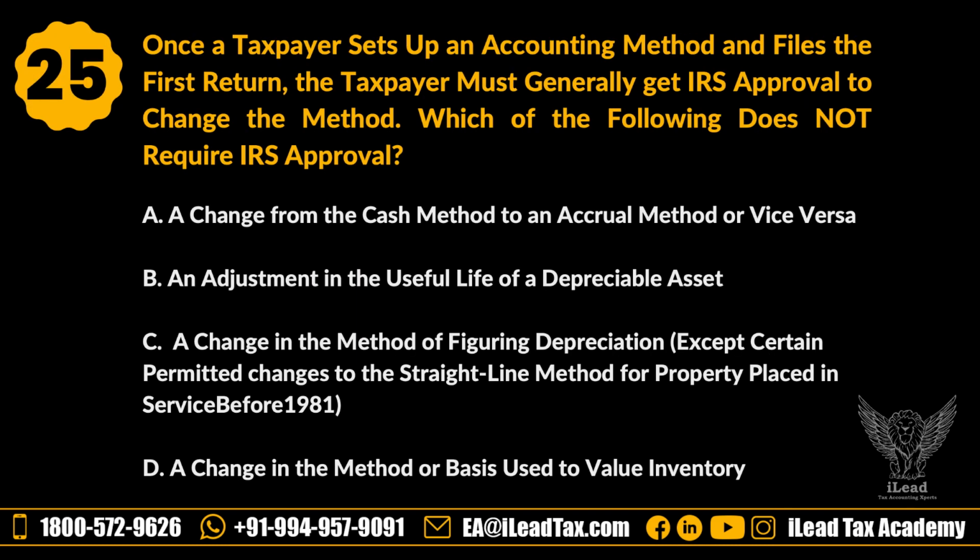Let's go to the next question. Once a taxpayer sets up an accounting method and files a first return, the taxpayer must generally get IRS approval to change the method. Which of the following does not require IRS approval?